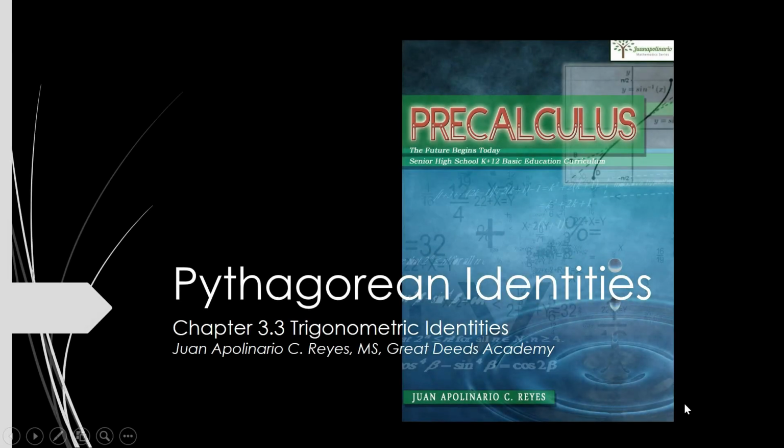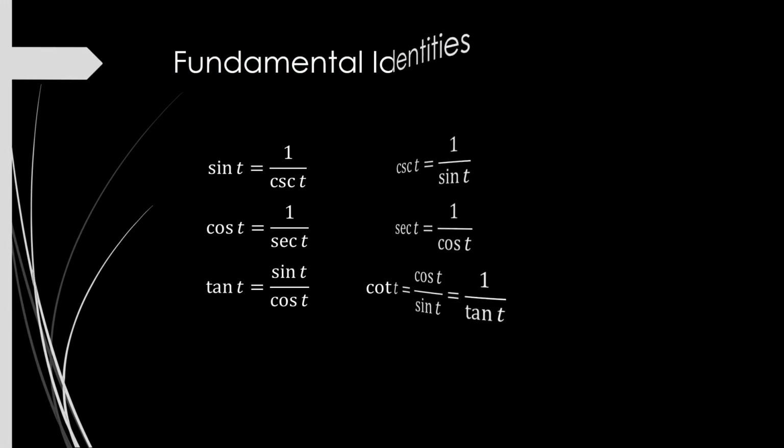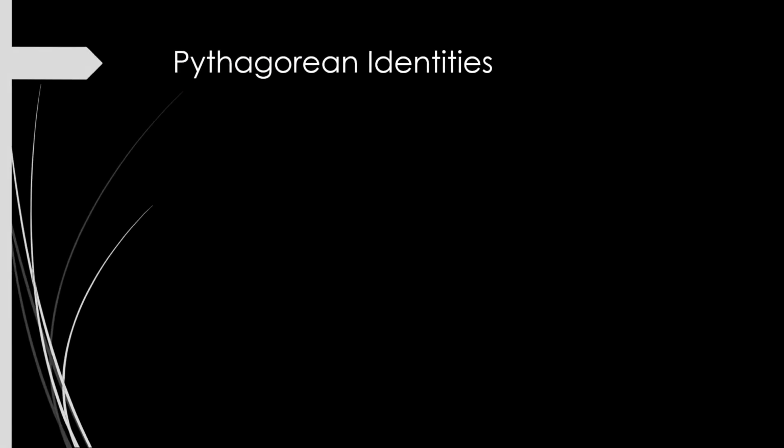Pythagorean identities. Last time I showed you the fundamental identities. There are 6 of them. Now let us go to the Pythagorean identities. The title of these identities is telling you that this may have to do with the Pythagorean theorem, and so this may have to do with your right triangle.